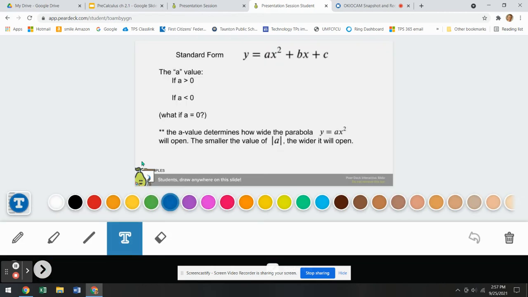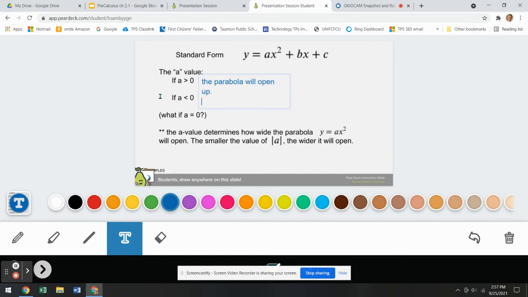In standard form, again, I put that at the top, what it looks like. If the a value is greater than 0, then the parabola will open up.